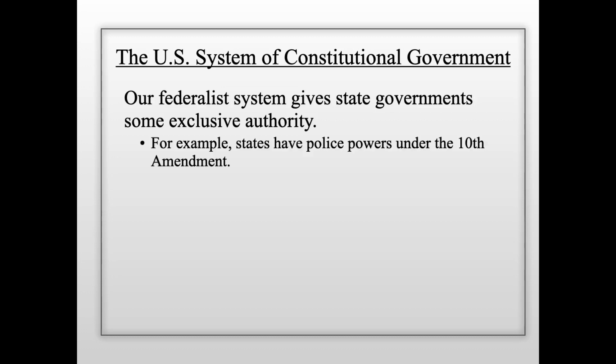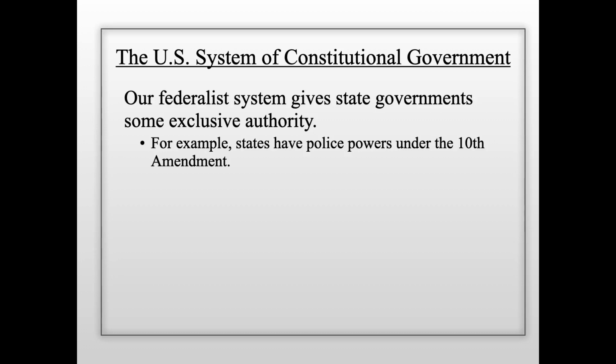One of the things that state governments have exclusive authority over is the exercise of what we call police powers under the 10th Amendment. The 10th Amendment is the last of the Bill of Rights, which spells out the rights of people and states. What the 10th Amendment does is say that any powers that are not directly given to the national government under our Constitution are reserved for the states. Okay? So it's very important because it identifies clearly that there are certain exclusive powers that state governments have.